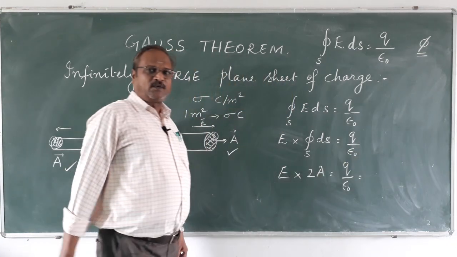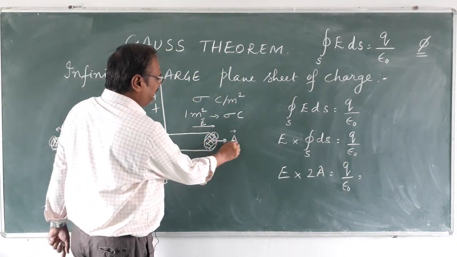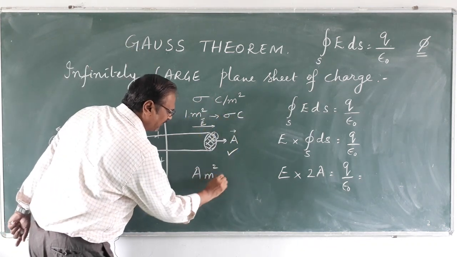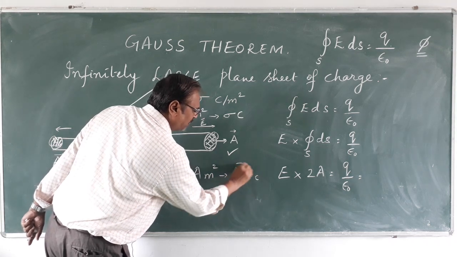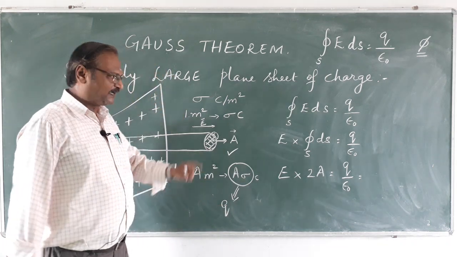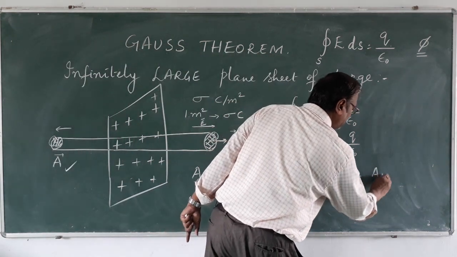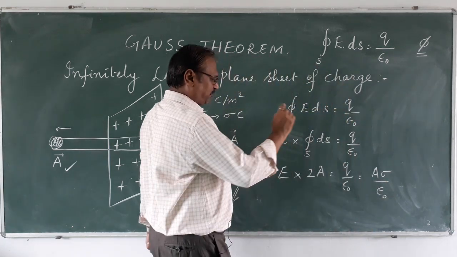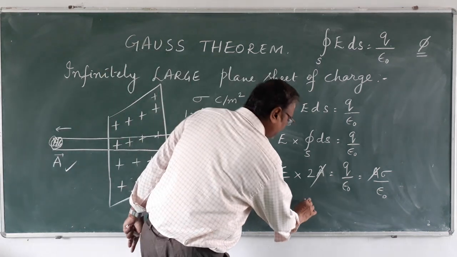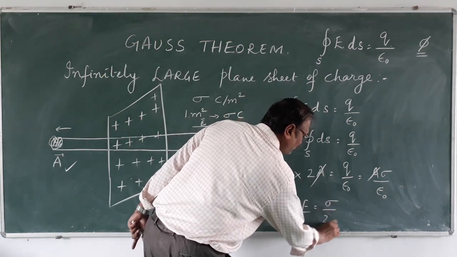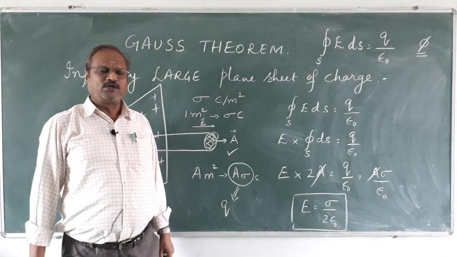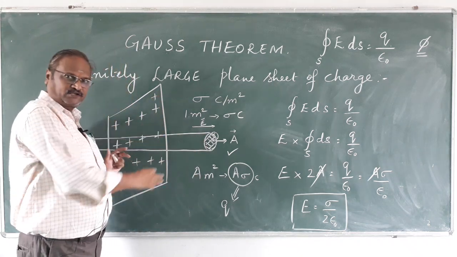Now what is Q? The area of cross section is A I have taken. In 1 meter squared, sigma coulomb is there. In A meter squared, A sigma coulomb of charge will be there. So the charge Q is equal to A sigma. So I substitute here A sigma upon epsilon naught. Watch carefully, the area of cross section A is gone. So I have got E is equal to sigma upon 2 epsilon naught. So this is the formula for the electric field due to an infinitely large plane sheet of charge.